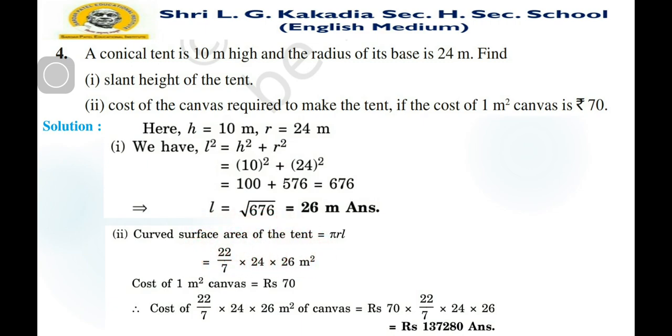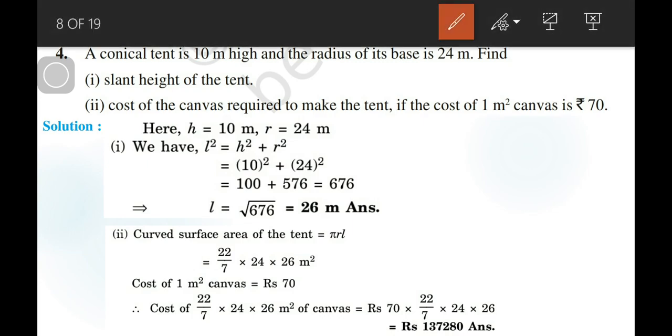So the cost of 22 by 7 into 24 into 26 meter square of canvas is equal to the multiplication of the rate of the canvas per 1 meter square and the area. So rupees 70 into 22 by 7 into 24 into 26. 7 tens are 70, so 10 into 22 into 24 into 26, which is equal to rupees 1,37,280. It is the cost of the canvas required to make the tent.